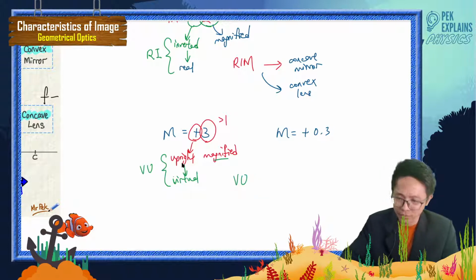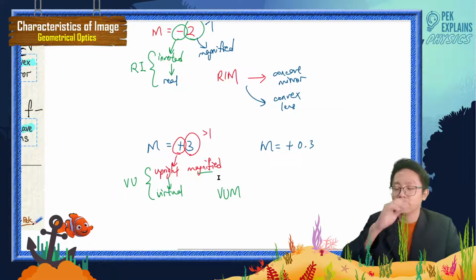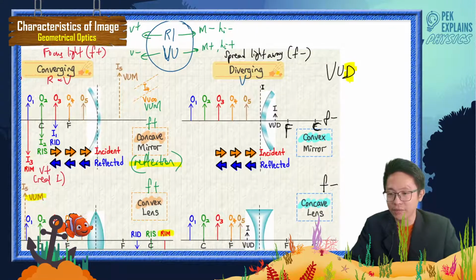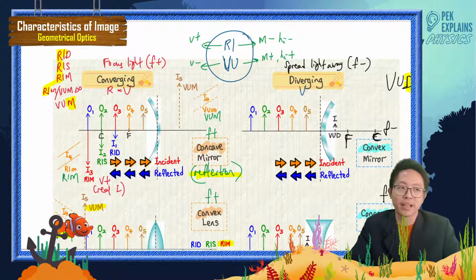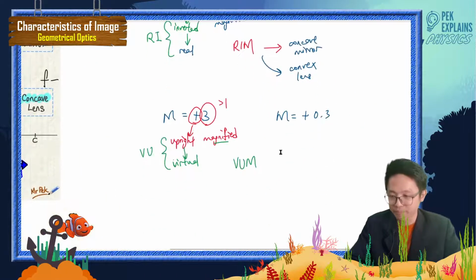This is normally what the objective question likes to ask: detect what type of mirror or lens you use. What type of mirror or lens can form VUM? Is it the diverging lens or diverging mirror? Not just the diverging can form virtual image. Even the converging can also form virtual image. It's just that converging can form VUM, diverging can form only VUT. That's the difference.